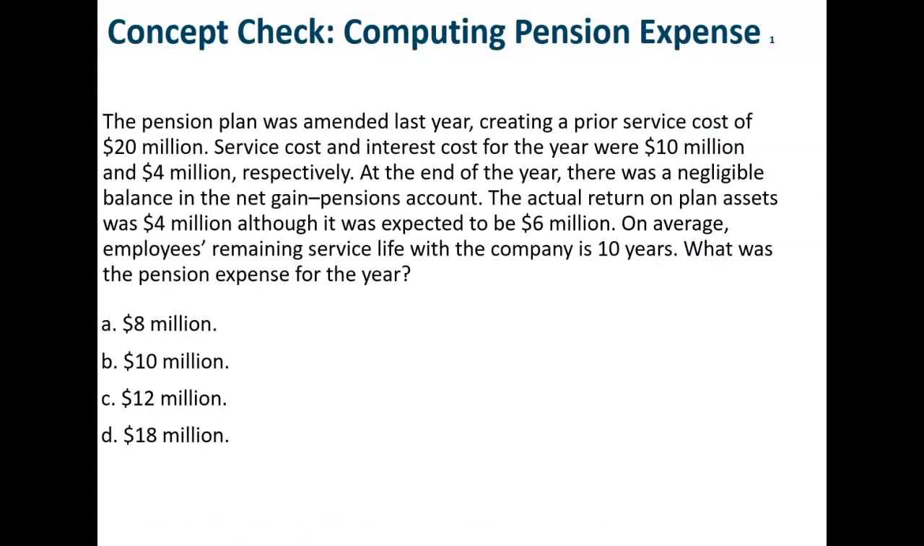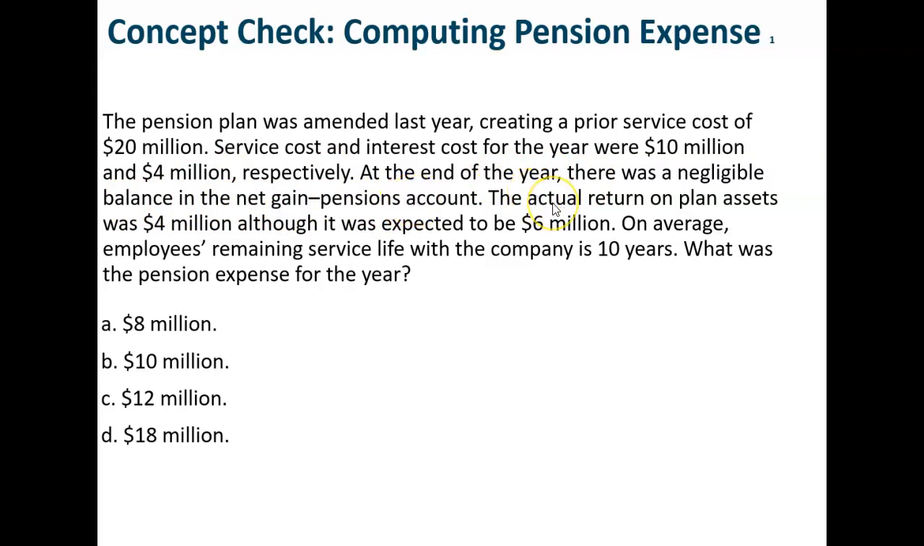Let's work another concept check problem. The pension plan was amended last year, creating a prior service cost of $20 million. The current year service cost and the current year interest costs were $10 million and $4 million respectively. At the end of the current year, there was a negligible balance in the net gain pension accounts.